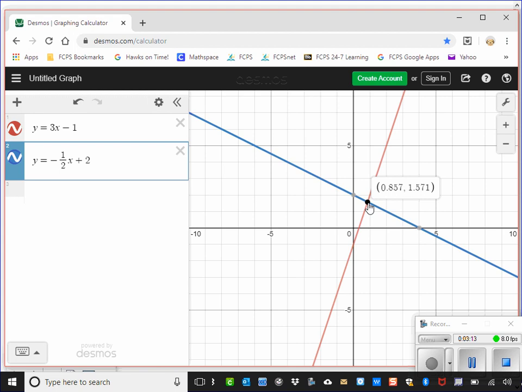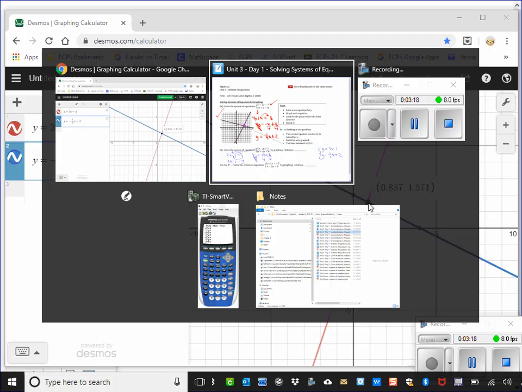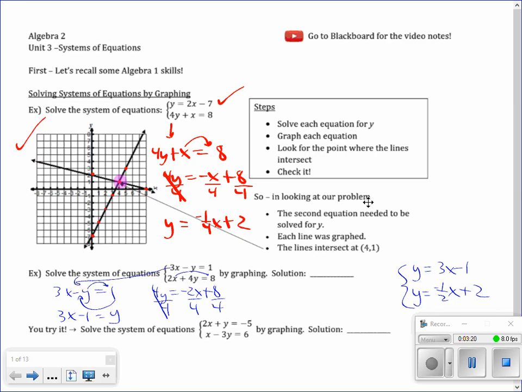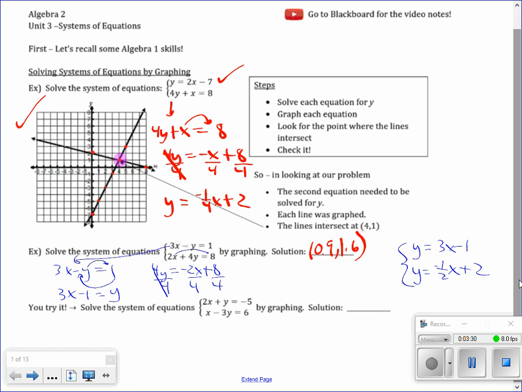We'll round it off to one decimal place, so we'll get 0.9 and 1.6. So that's what's kind of bad about graphing, is that it might be a really ugly place where they cross that I could never have just told a nice answer to. All right, so pause the video and I want you to try this problem down here.